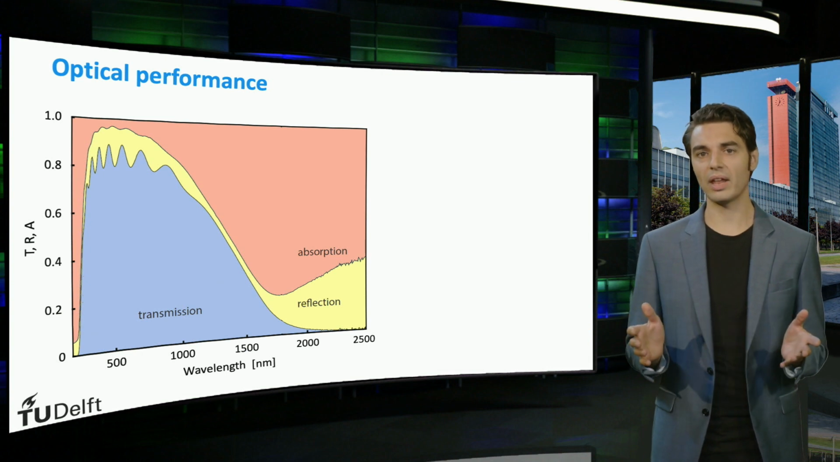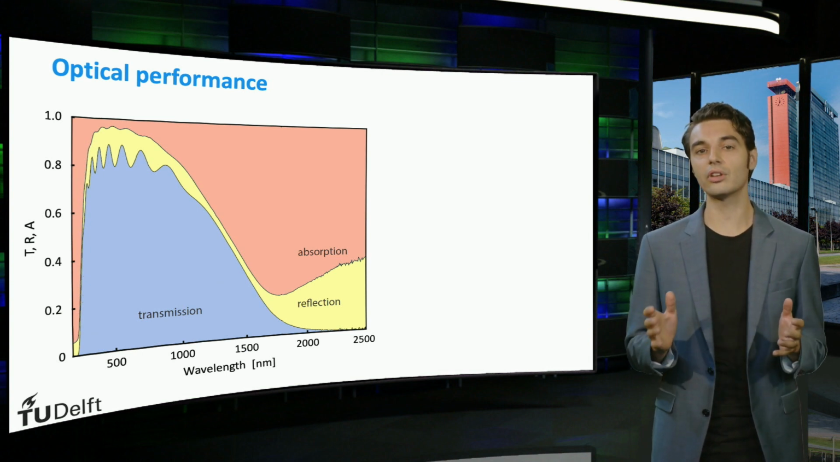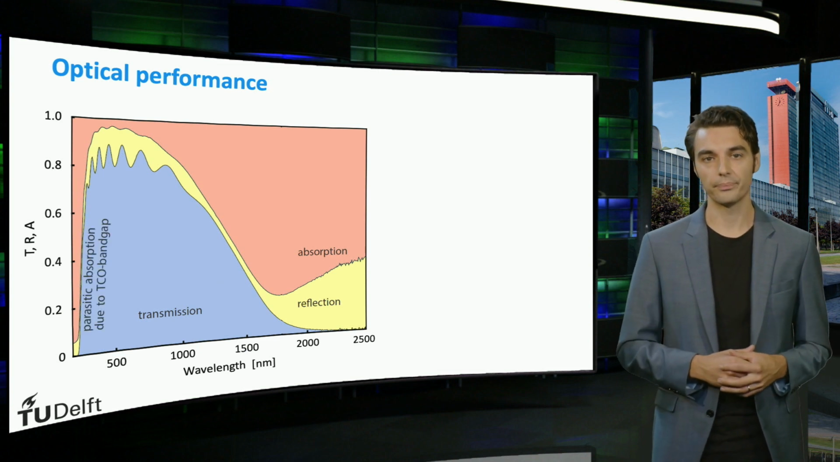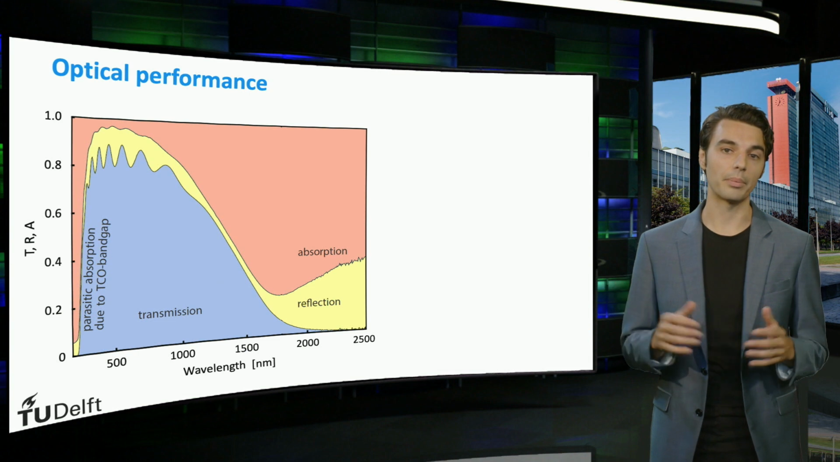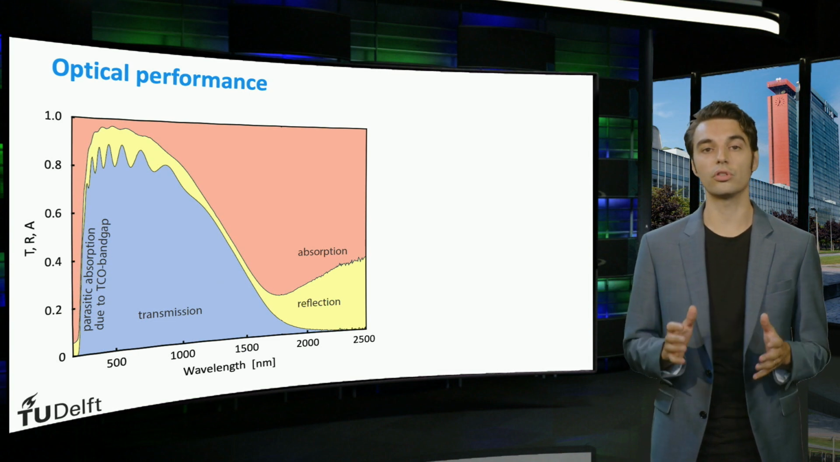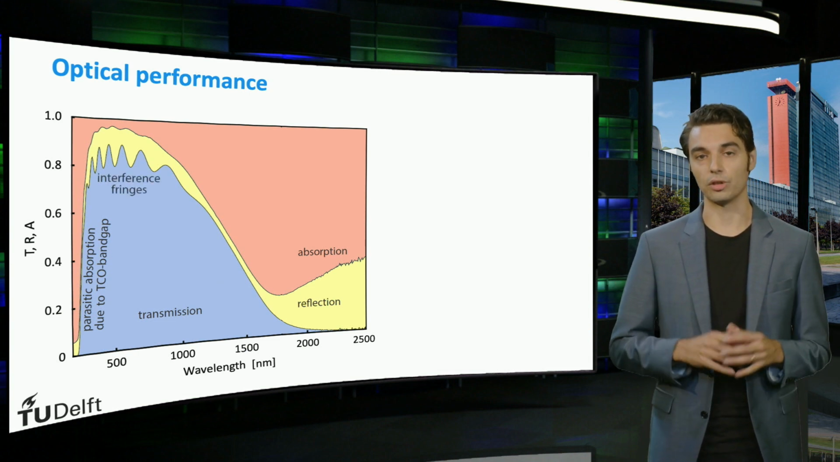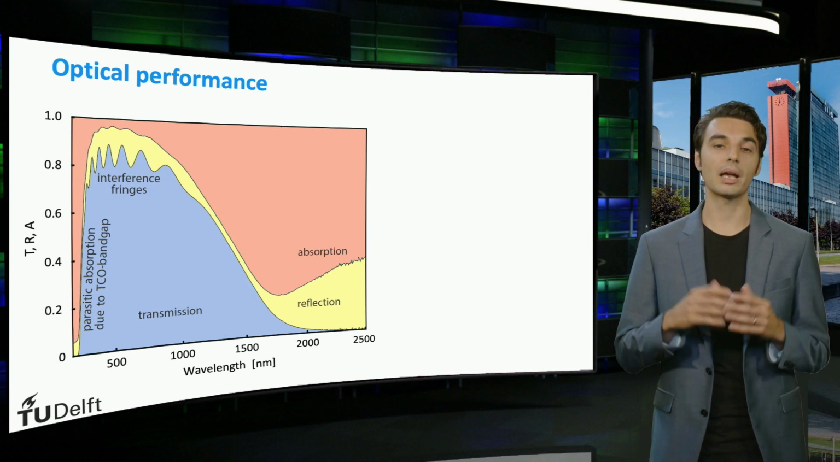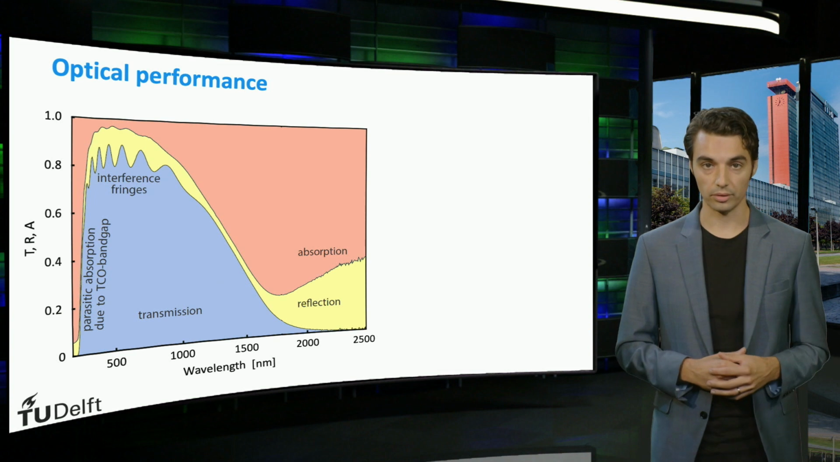For short wavelengths, the photon energy exceeds the TCO bandgap energy, leading to very high absorption by the TCO layer. For energies below the bandgap energy, the transmission through the TCO is very high. In this part of the spectrum, we can see the interference fringes of the TCO layer that can be used to determine the layer thickness.